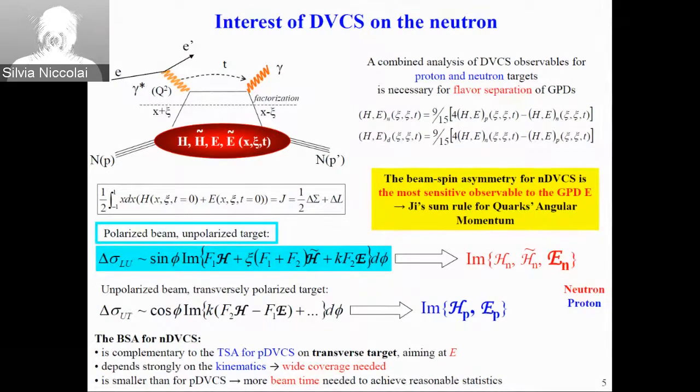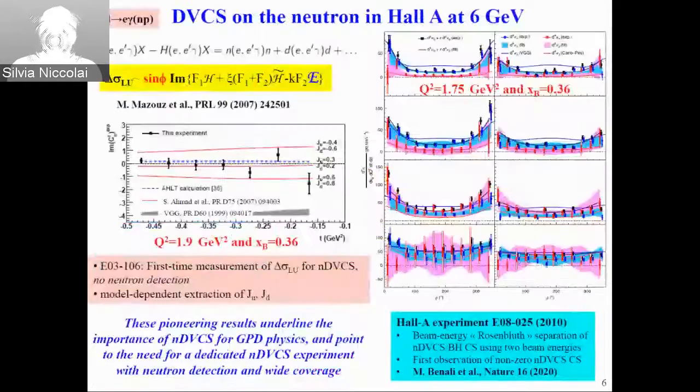So the motivation for the high impact label for this experiment is its sensitivity to the GPD E. This observable, the beam spin asymmetry, is very dependent on the kinematics according to models, so it's important to measure it over a wide kinematical coverage, which is the case of CLAS12. And we need, of course, in principle, more beam time because the cross section for this reaction is quite small.